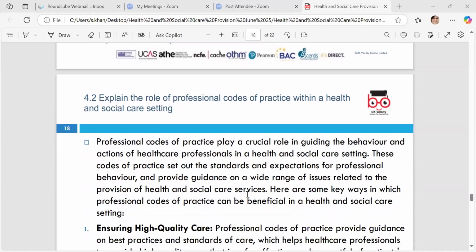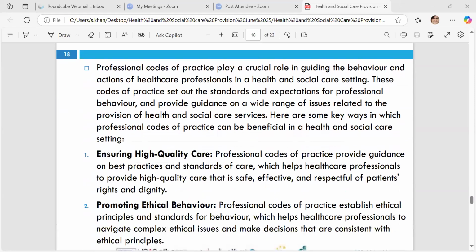4.2, explain the role of professional codes of practice within a health and social care setting. Professional codes of practice are a set of clear guidelines and standards and behaviours for workers, ensuring the safety, well-being and dignity of individuals receiving care. And these codes actually guide workers to fulfil their roles, make ethical decisions, and maintain professional relationships. And ultimately, they are there to promote public trust and confidence in the sector.